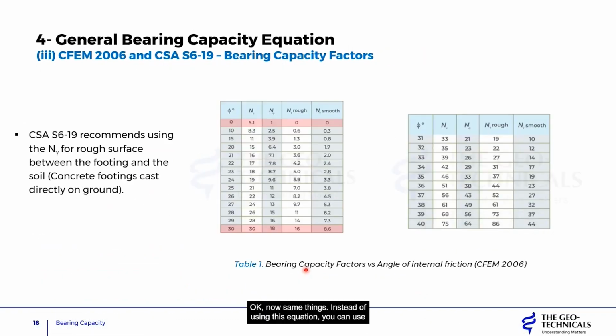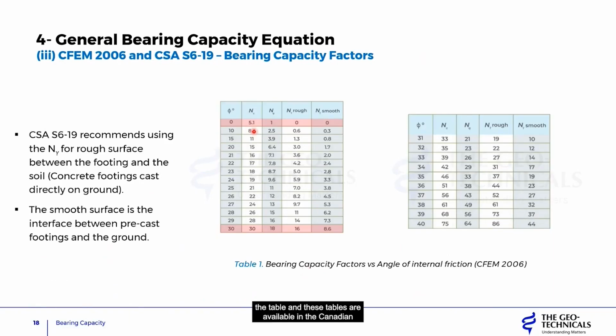Okay, now same thing. Instead of using this equation, you can use the table, and these tables are available in the Canadian Foundation Engineering Manual. I just plotted them over here, and I'm just giving you an example. At phi equals 0, as we said, Nc equals 5.5, Nq equals 1, and N gamma equals 0, whether rough or smooth.